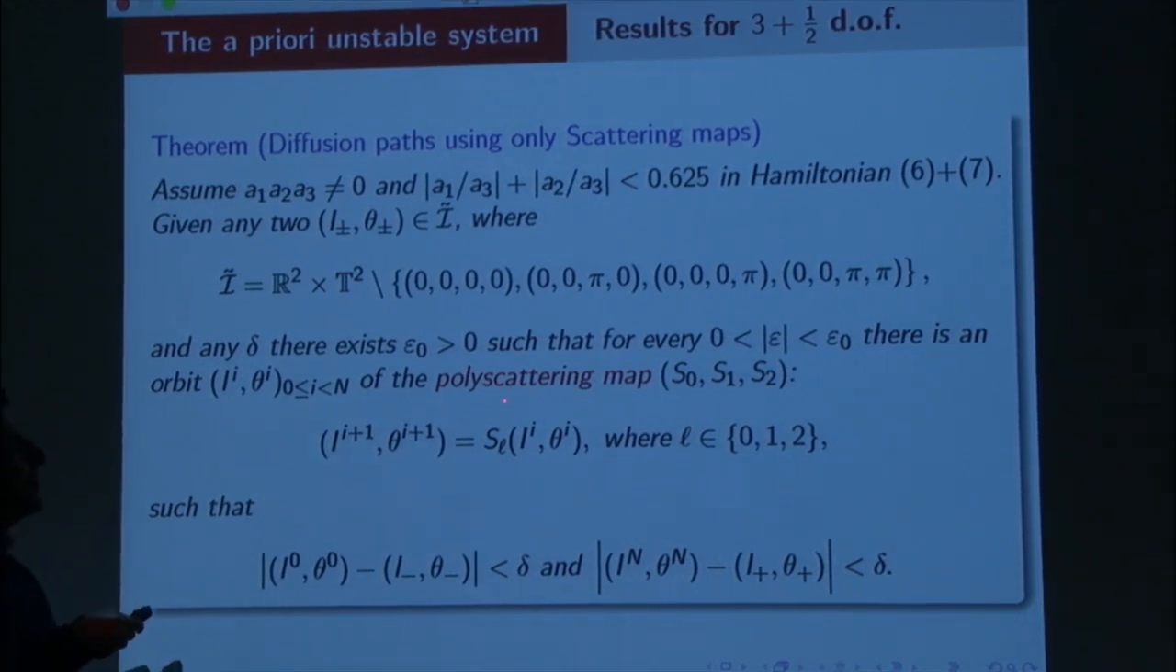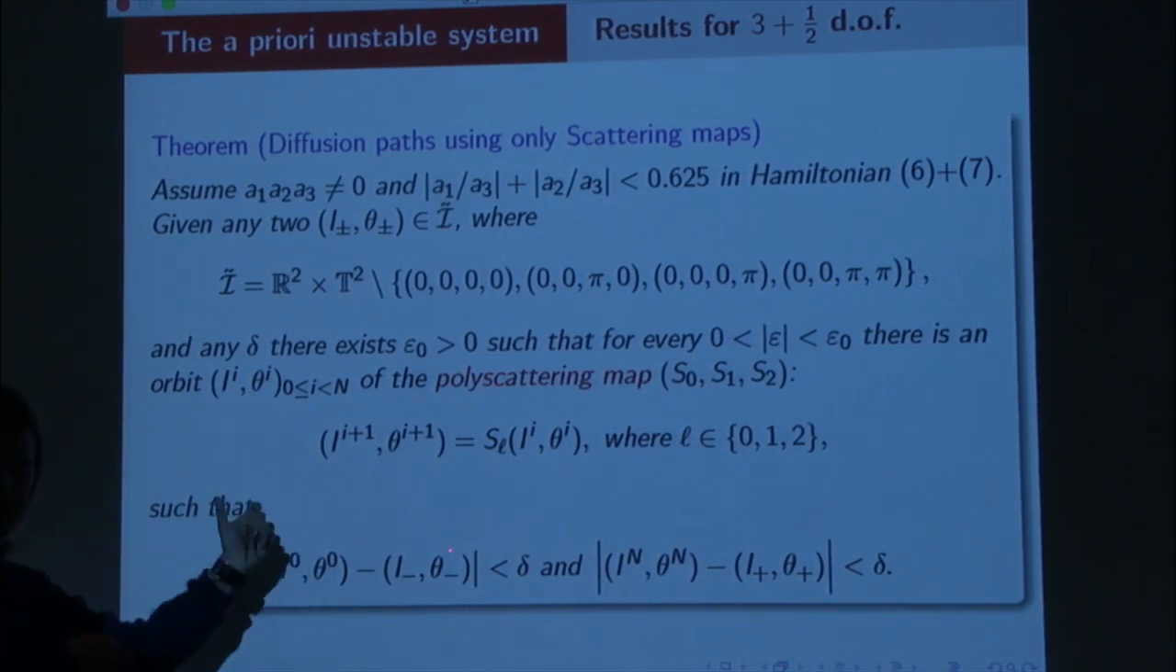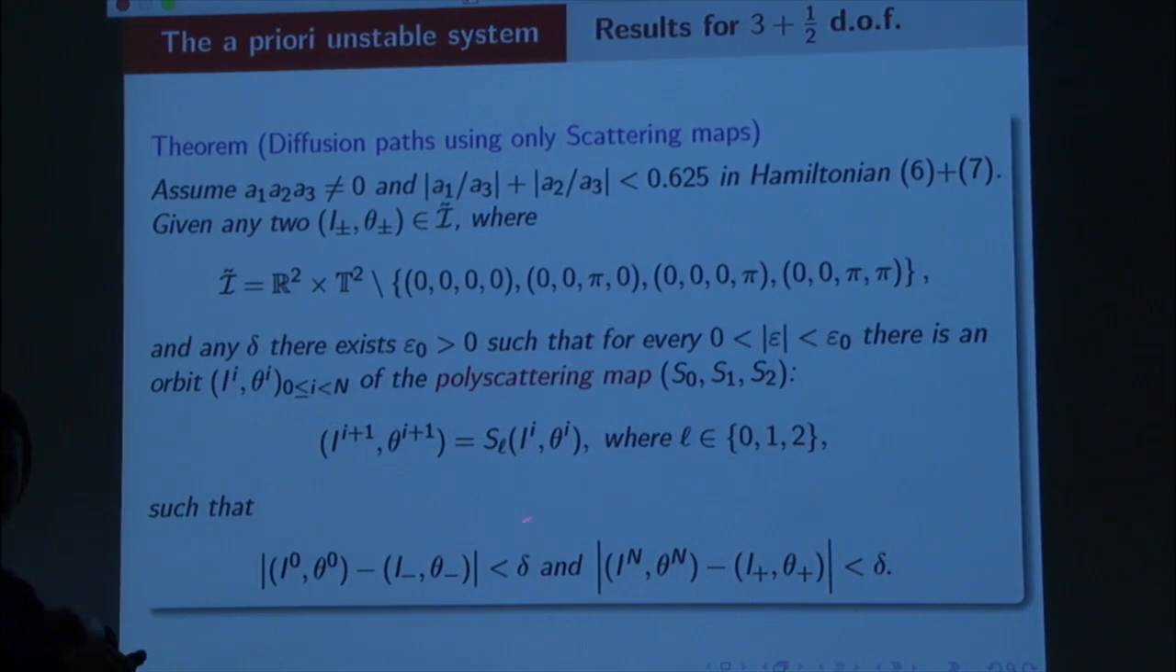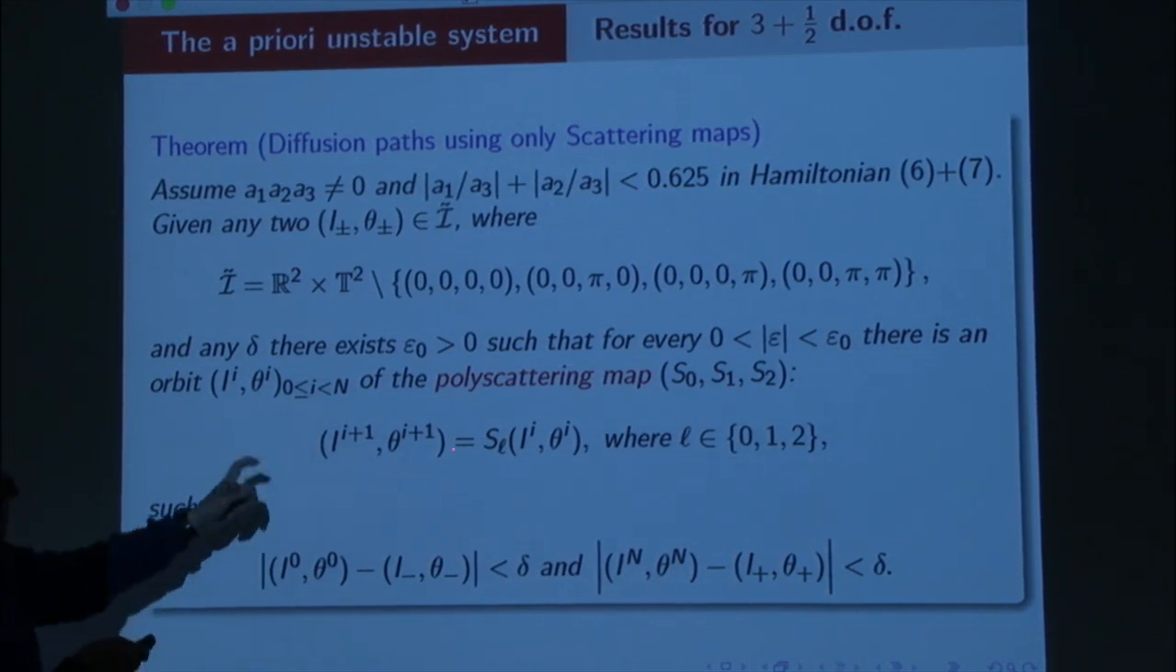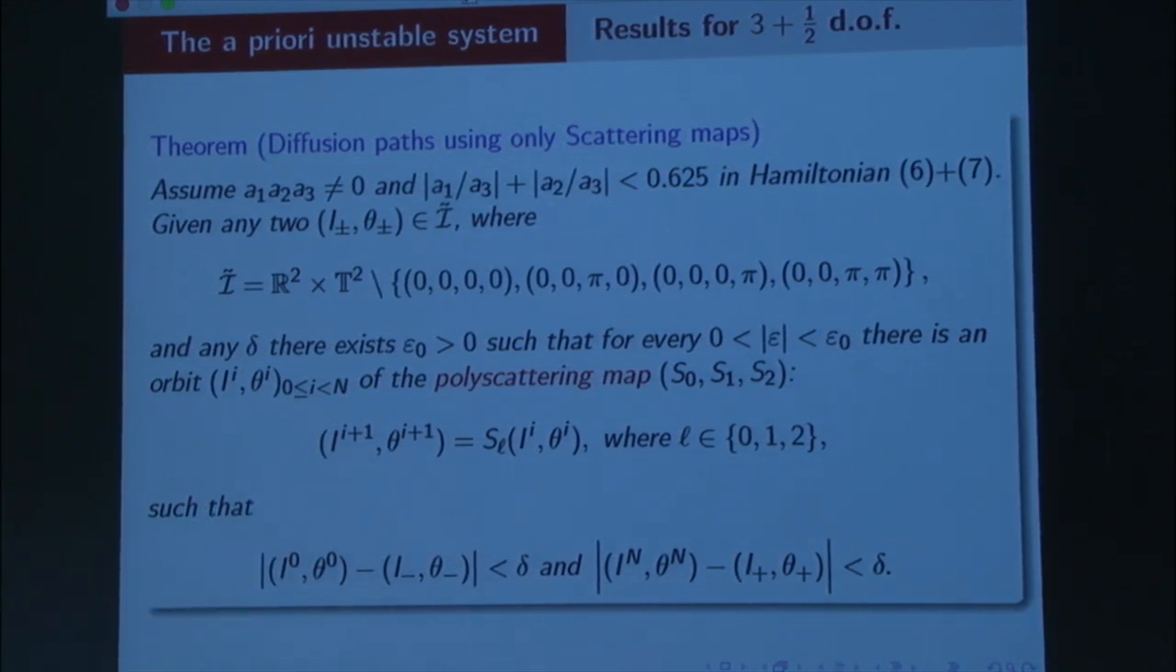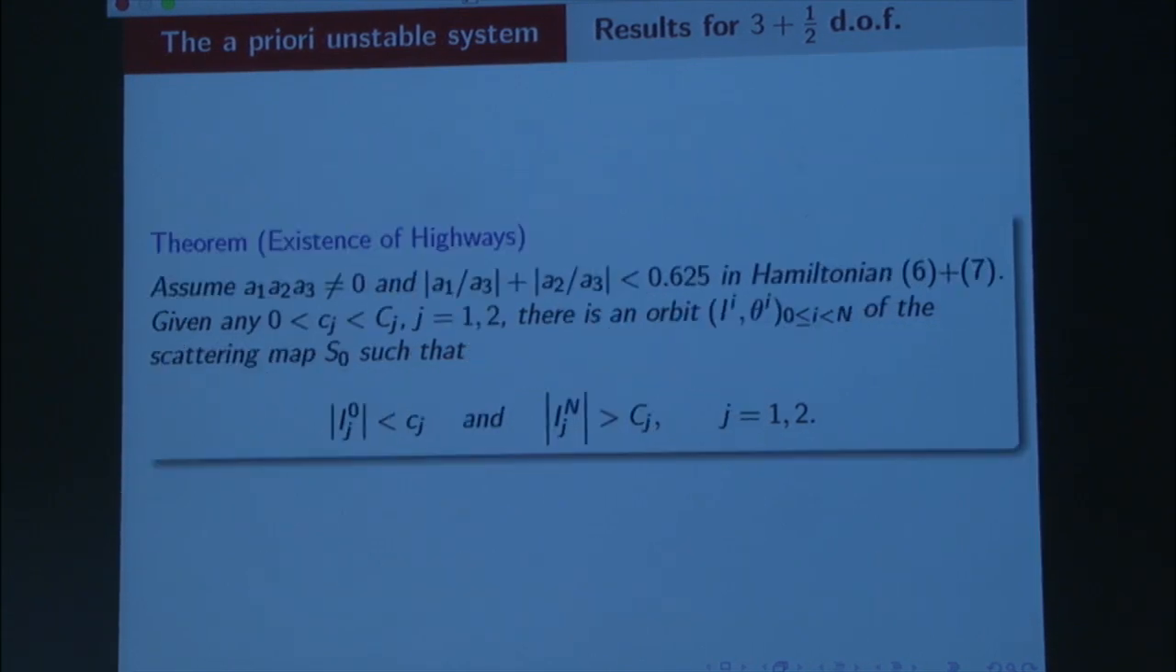This is also possible in this case, but the nice thing, another thing is that also in this case, we follow the nomenclature introduced by Jean-Pierre. We're speaking about polyscattering map, that using 3 different scattering maps, we can go from one to another. But I don't have time to speak about this.